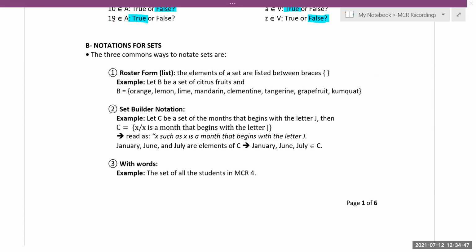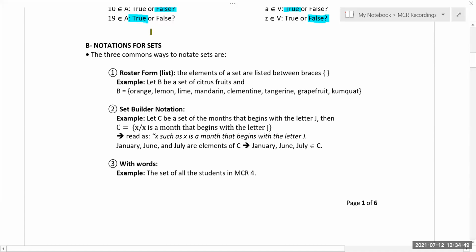I'm gonna grab a highlighter real quick to highlight these. So you've got what's called roster form, and that's where you're actually listing elements as words, such as majors or such as fruits. So we would say let B be a set of citrus fruits. So B contains oranges, lemons, limes. We would physically list them out. That's a roster form.